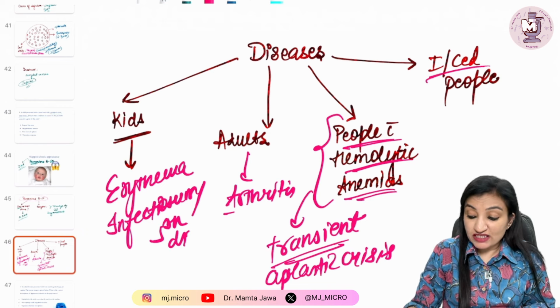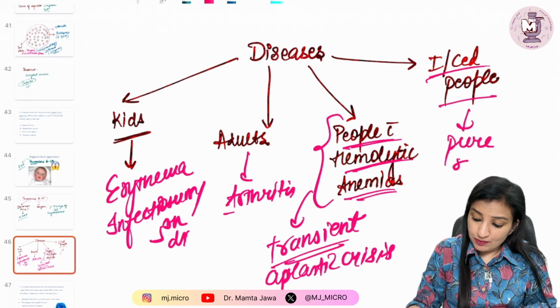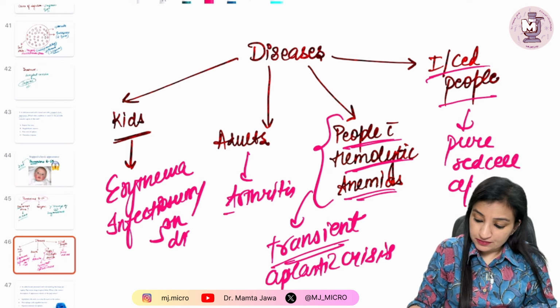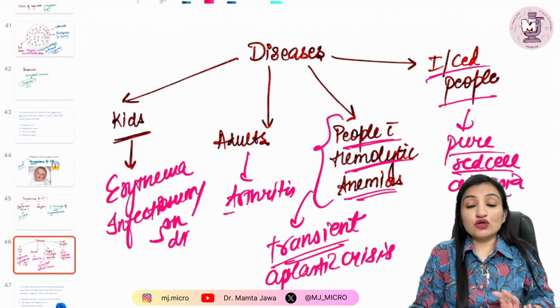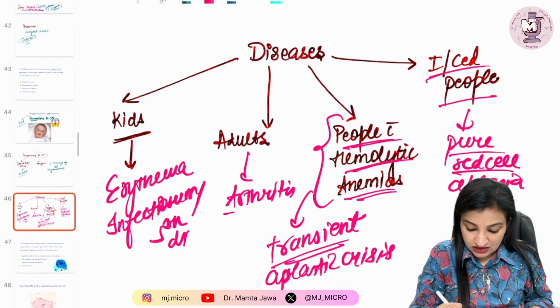And immunocompromised people like HIV, it will cause what? Pure red cell aplasia. Pure red cell aplasia, because the infection is not going to be cleared because of the jeopardized immunity of these individuals. So please remember this.